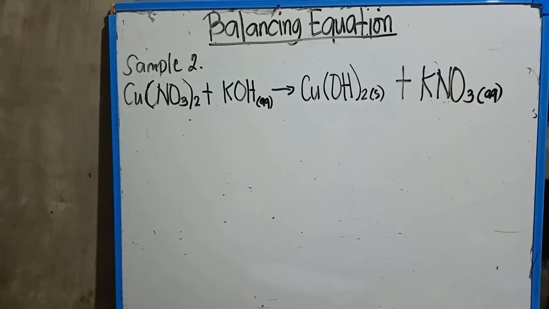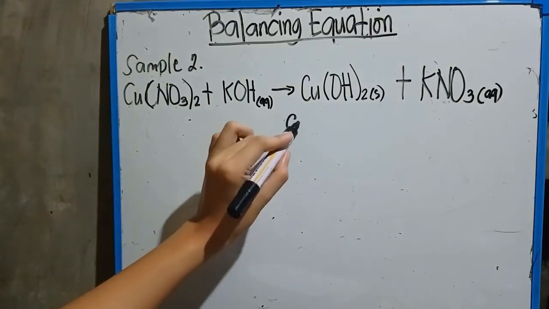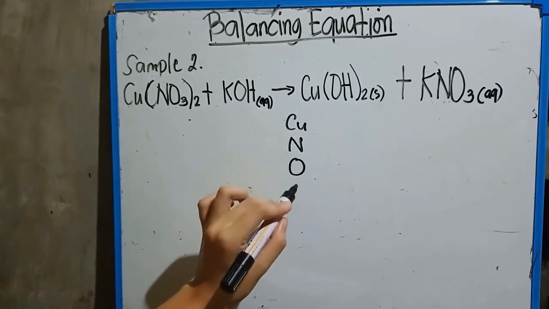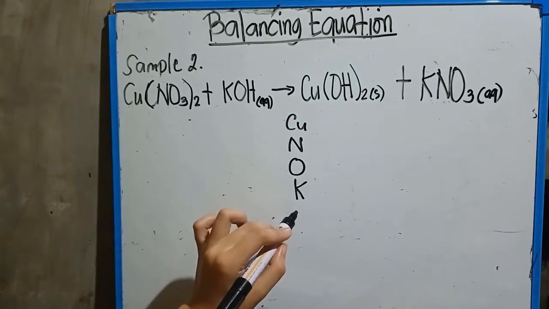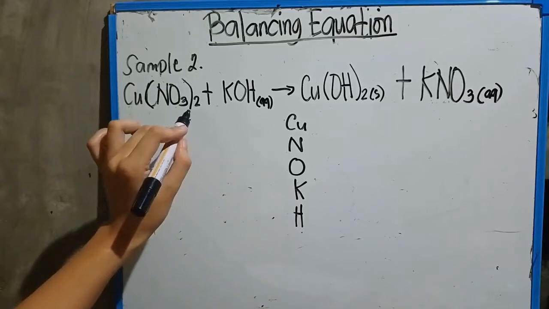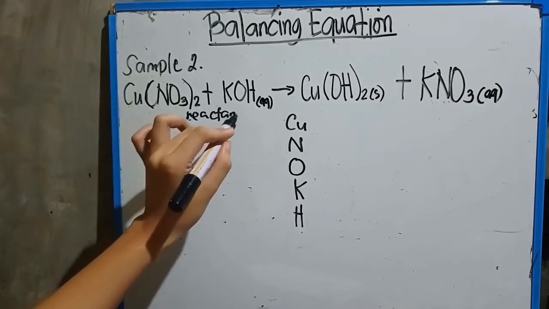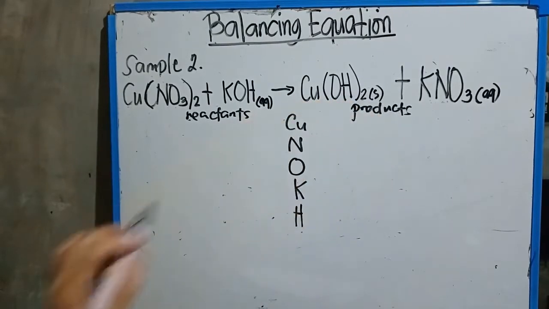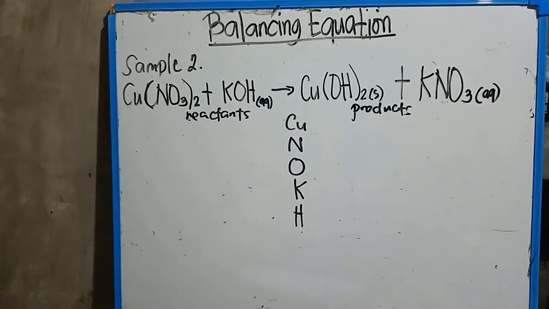So for our sample number 2, we're going to balance our reactants and our product. The same process as in example number 1. Write first the elements that are present in both product and reactants. Here are our reactants, and on the other side is our product. Next, we're going to write the atoms that are present in the reactants and product.